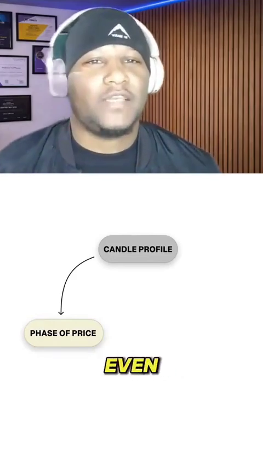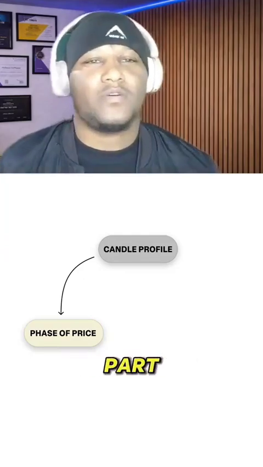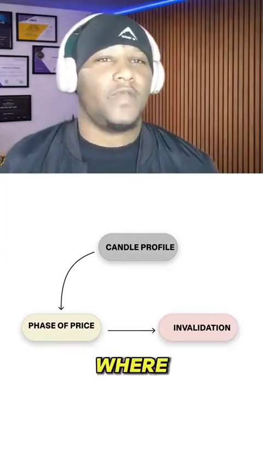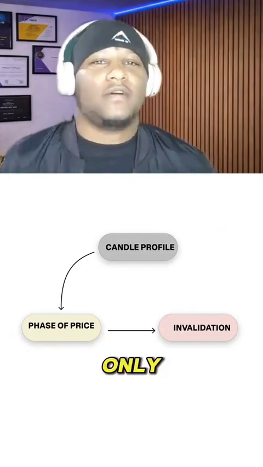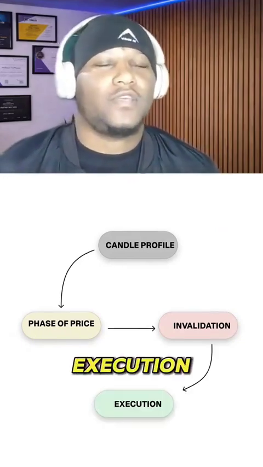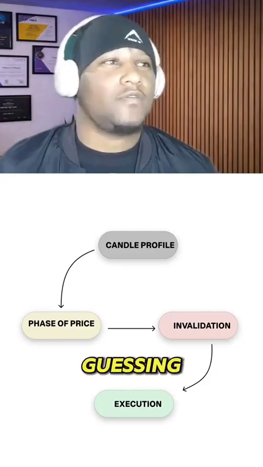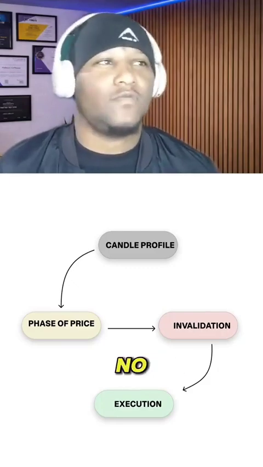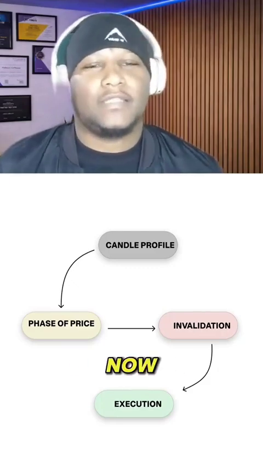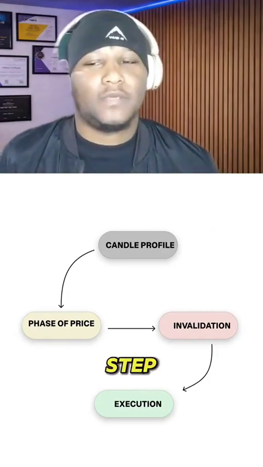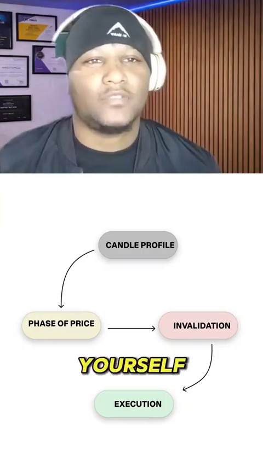And before even execution comes, the most important part comes in is invalidations. Where is the invalidation point in the market? Only then I move into execution with structure, no guessing, no flimsing, no what's straight structure. Now let's break down this 4-step process so that you can apply it yourself as well.